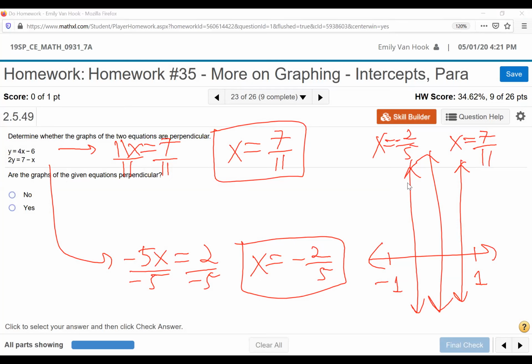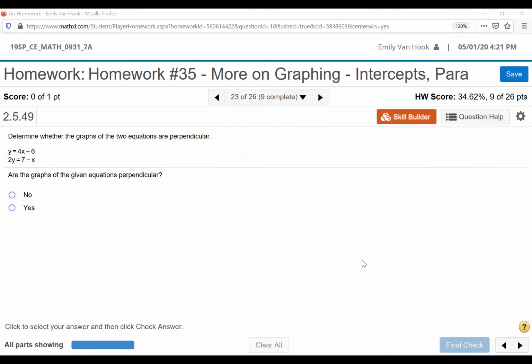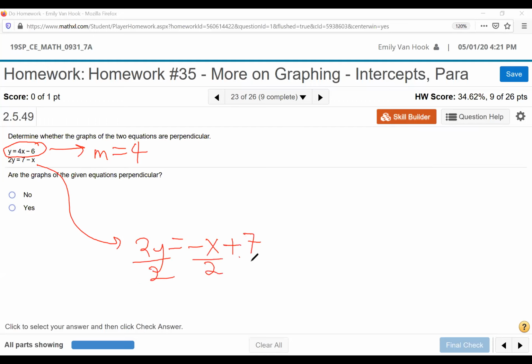This is number 23. Determine whether the graphs of the two equations are perpendicular. So the way we're going to do that is compare the slopes. This first equation, I can already tell y equals mx plus b. The slope is 4. Let's look at the second equation. 2y equals 7 minus x. I'm going to rewrite it as negative x plus 7. If I divide everything by 2, solving for y equals, this is negative 1/2 x plus 7 over 2.